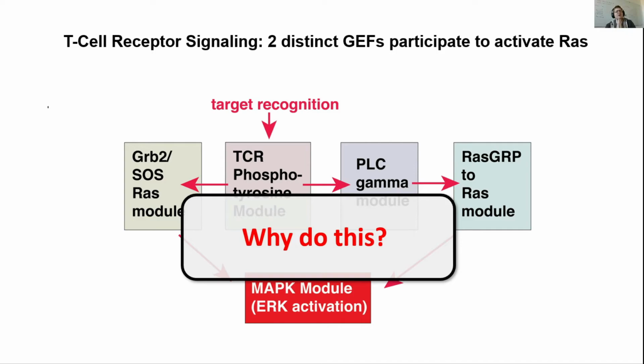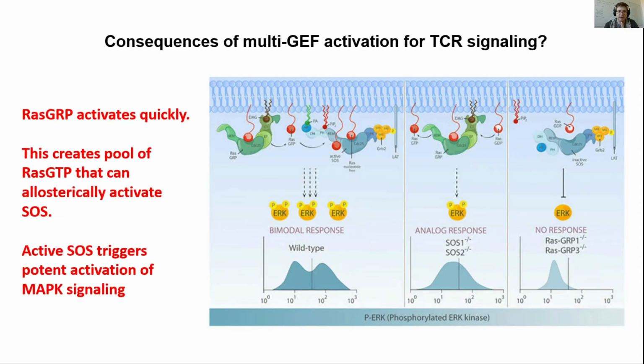And so this is kind of weird. Why would you do this? Why would you use two GEFs that have different regulations and different properties to turn on the same target? Seems a little redundant. But there does appear to be an explanation, which is that if you look at the dynamics that happen from each branch separately during stimulation, and then look at activity in terms of how much phosphorylated ERK is happening in the cell.